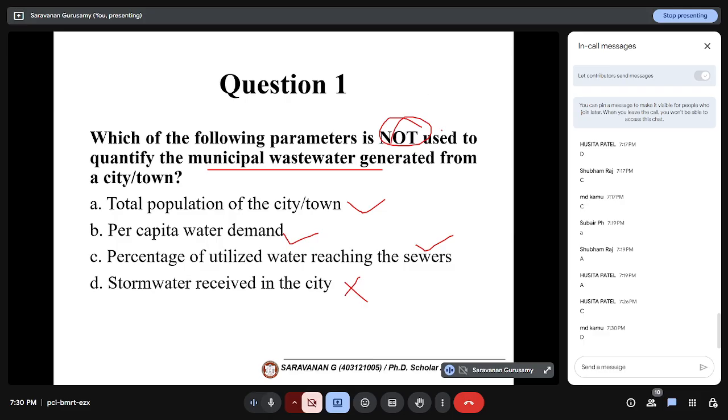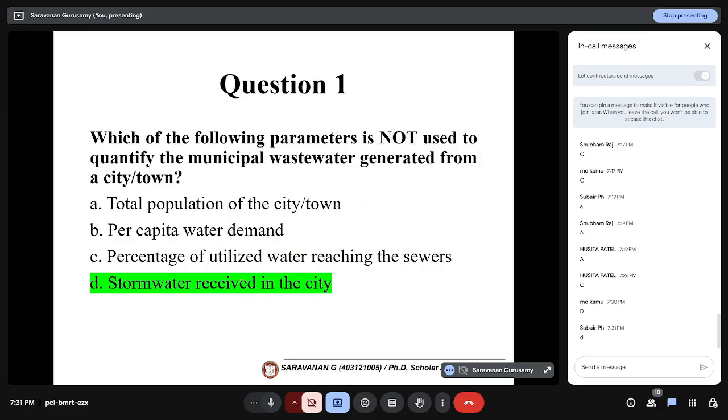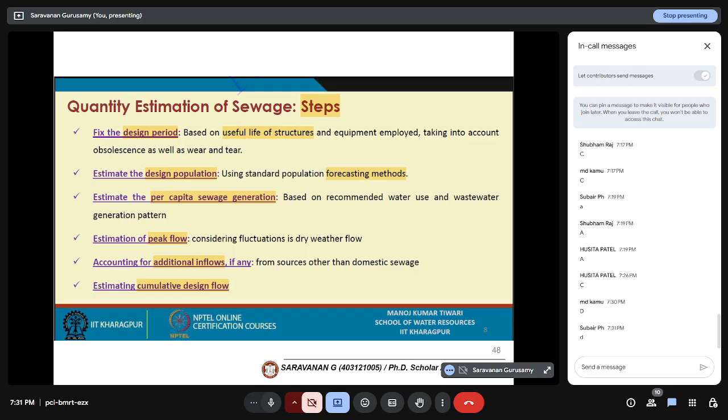So they are asking which is not used to quantify, because that is not required in a normal sewer system. If you want a combined sewer system, then you need to know the stormwater received in the city. Yeah. So the answer is stormwater received in a city. See again the factors considering. Stormwater will not be here. Maybe some additional flow will come as an infiltration, not total stormwater.